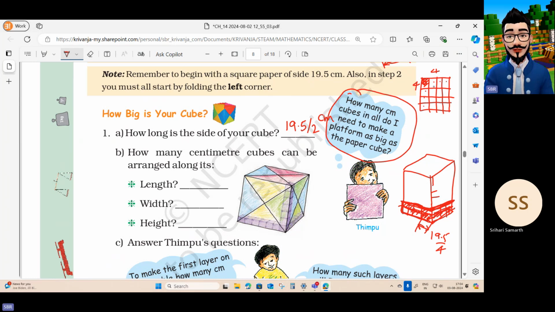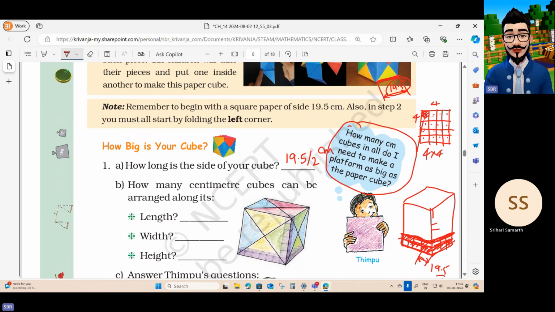Yes. How many squares are there? 1, 2, 3, 4. 1, 2, 3, 4. So 4 into 4 is? 16. So in the ground floor, you have 16 cubes.